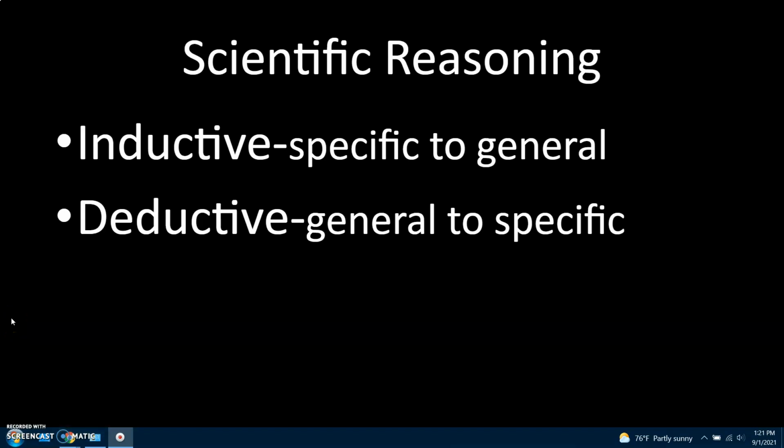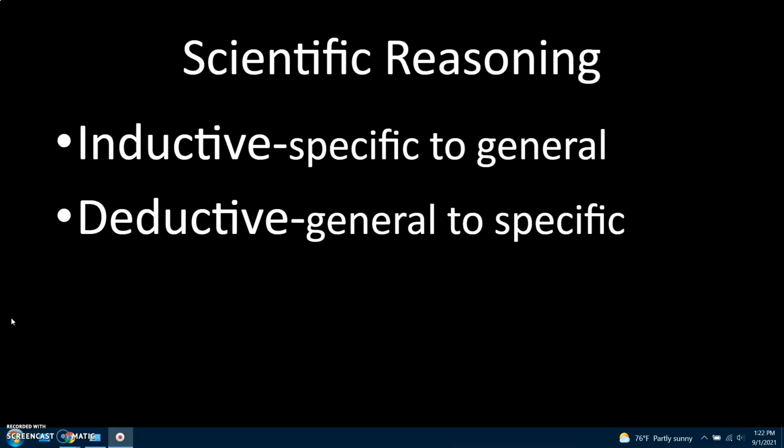All right, for this next slide, we're looking at a couple different ways you can do reasoning, inductive versus deductive reasoning. For inductive, you can see that we're going from something specific to a general thinking. The example I'll use is robins.